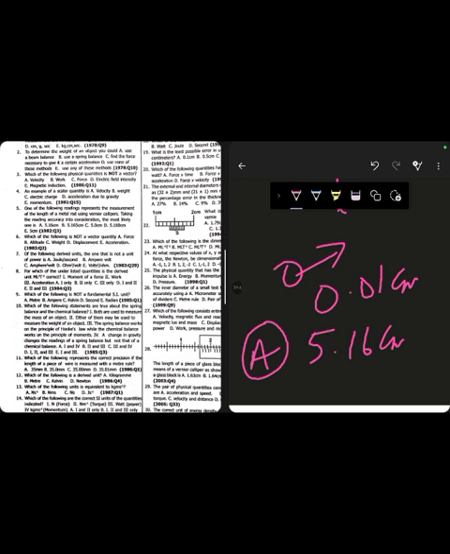Question 6. Now, we'll not take it serially. I will just take all the necessary parts. Question 6 says, which of the following is not a vector quantity? Is force a vector quantity? Yes, it is. Now, altitude is not a vector quantity. Your altitude is your height.